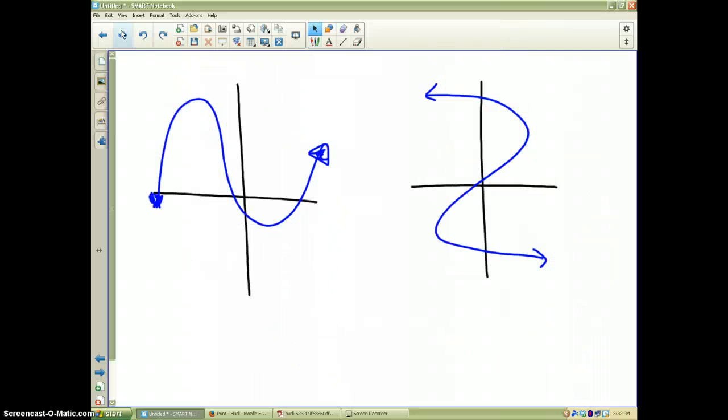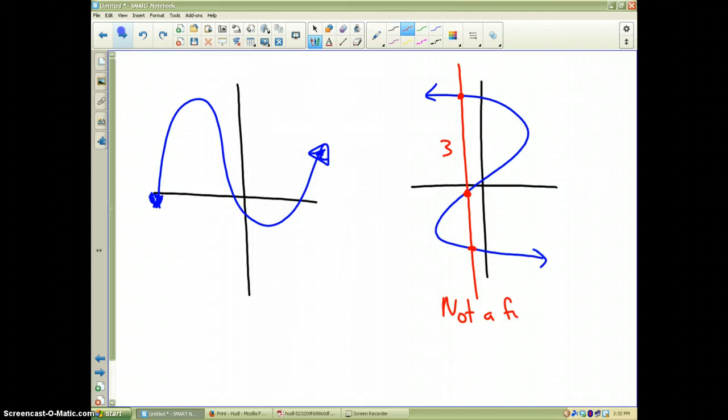Finally, I present you with 2 graphs. I'd like to know which graph is an example of a function and which one is not. I hope you all chose the second one. I can draw one vertical line, and if you notice, it touches the graph actually in 3 spots. Therefore, this is not a function.